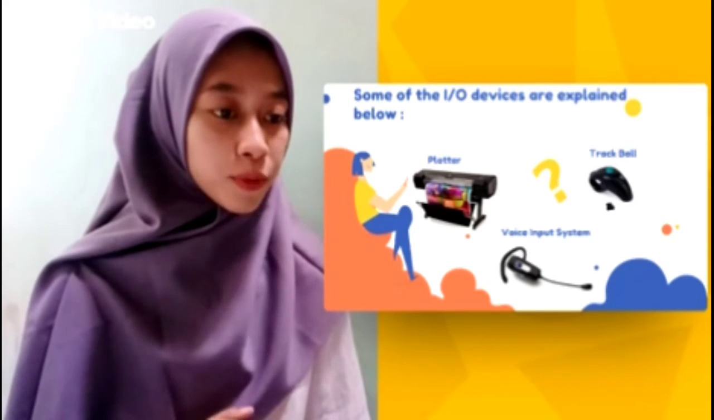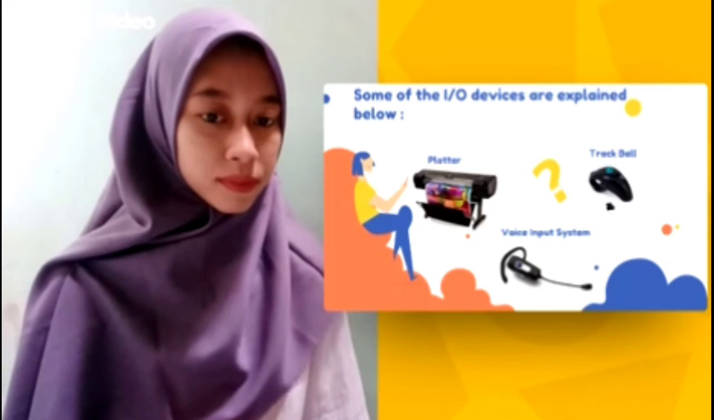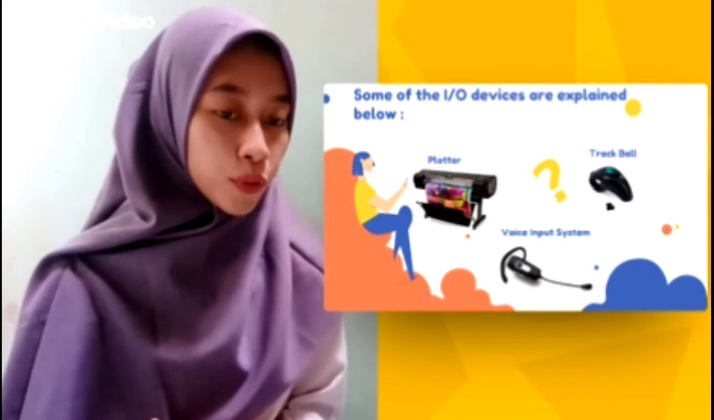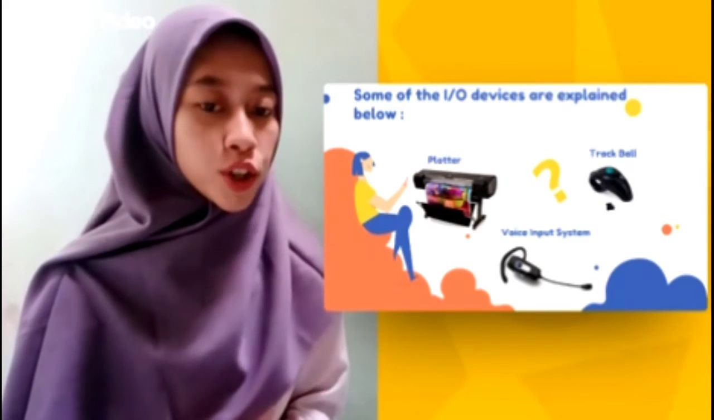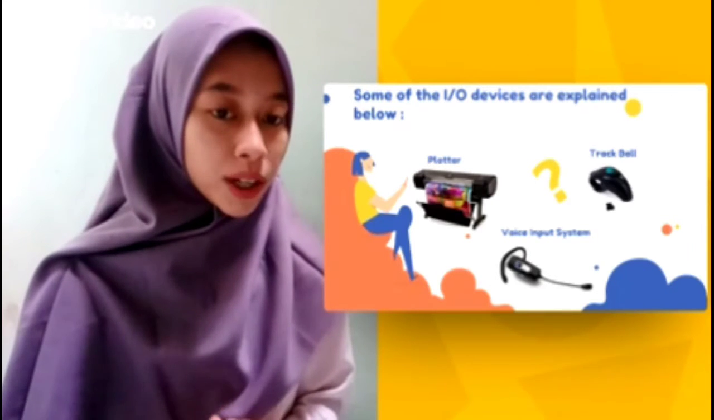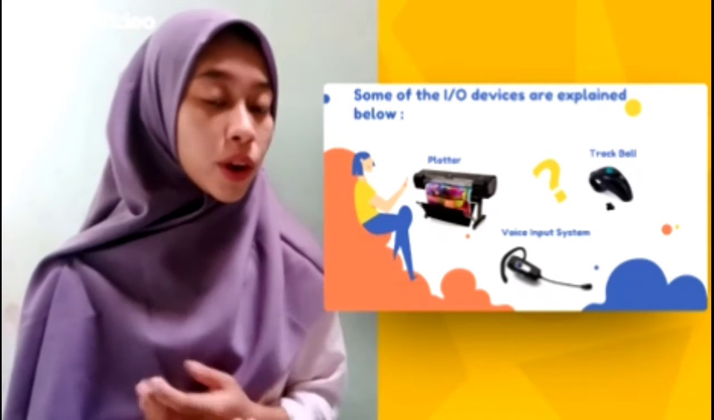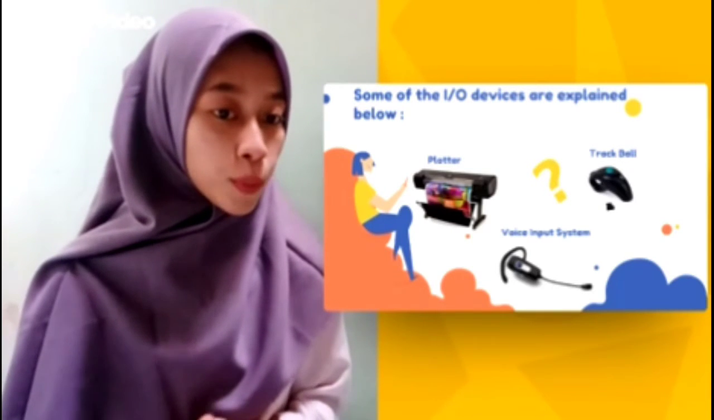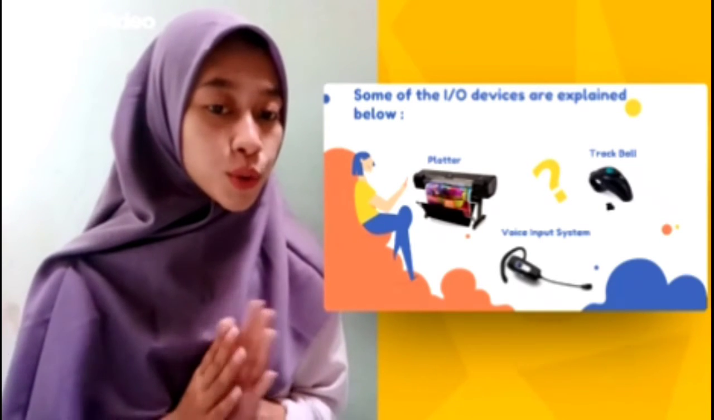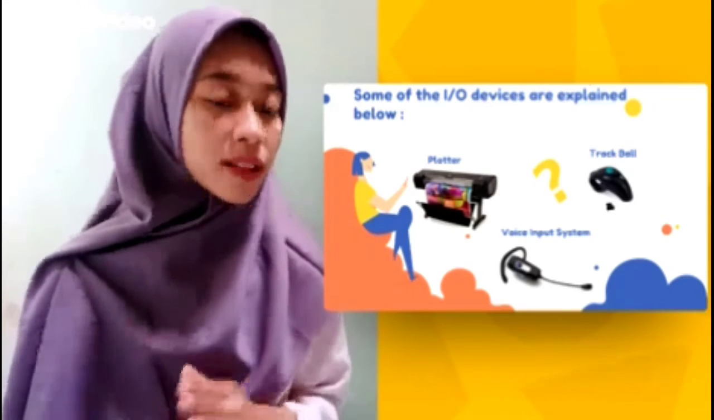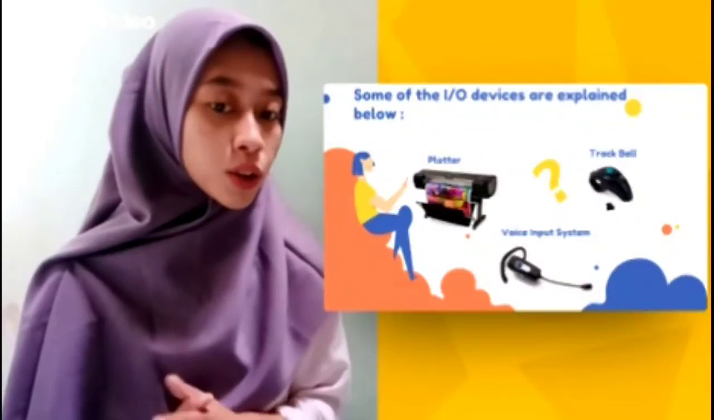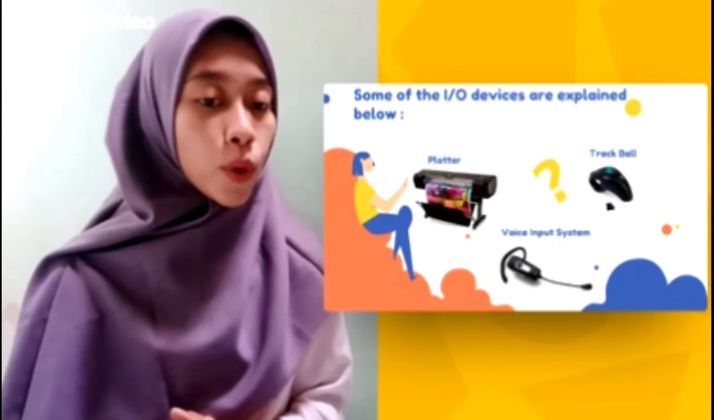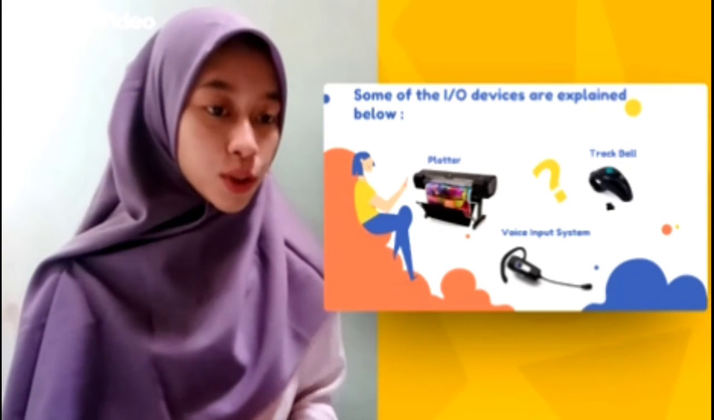And next is voice input system. These devices convert spoken words to machine language. A microphone is used to convert human speech into an electric signal. The signal pattern is transmitted to the computer, where it is compared to a dictionary of patterns that have been previously placed in a storage unit of the computer. When a close match is found, the word is recognized.